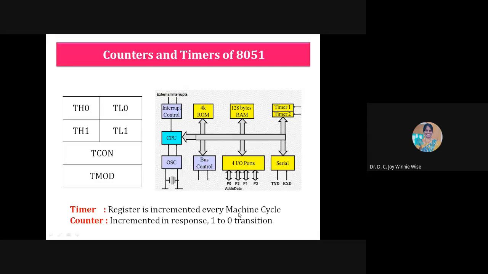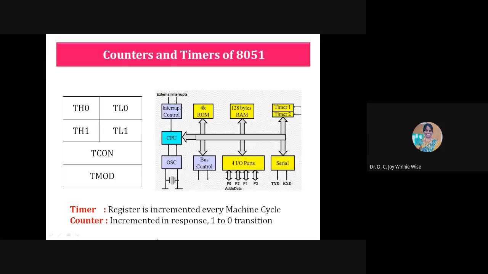So machine cycle means, for executing an instruction, we need the machine cycle. It is opcode fetch. What are the machine cycles? Actually, there are three phases, no? Fetch, decode, and execute. So fetch is a machine cycle, decode is another machine cycle, and the last one, execute, is another machine cycle. So there will be a change in the value for every machine cycle.